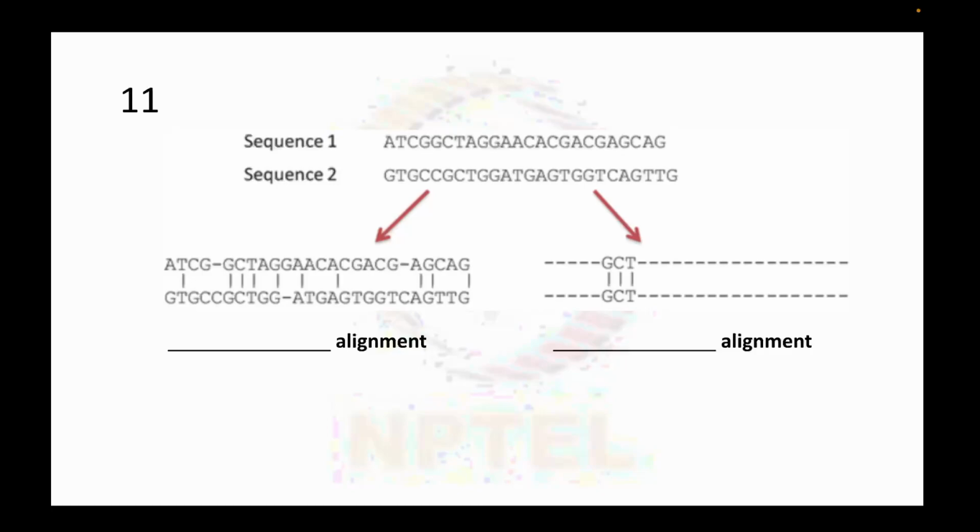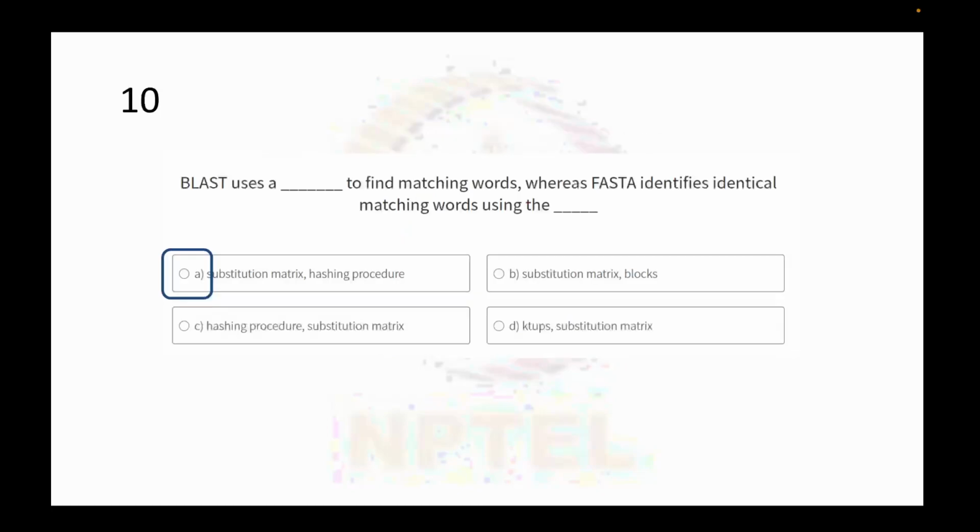Sir, what is the correct answer of the previous question? It was substitution matrix and hashing position. So BLAST is local alignment, which is matrix based scoring. This is hashing position. It's like masking and finding out the words.